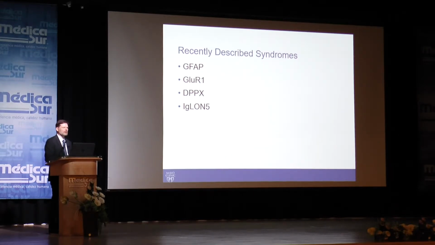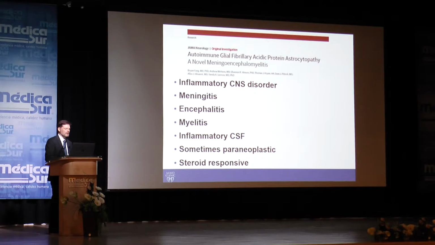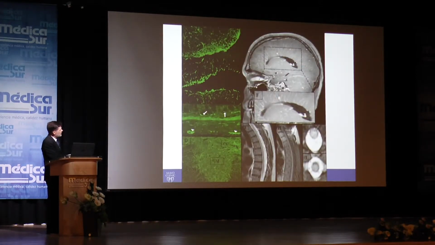I wanted to just share some interesting, these are rare, but interesting phenomena that have been described recently in association with antibodies. So this is one where there's antibodies against GFAP. I mentioned this earlier as an astrocyte, one of the integral astrocyte proteins. And this syndrome is inflammatory and presents with meningoencephalitis, with or without myelitis, and is very, very steroid responsive. And what's remarkable about it is one of its signature findings on imaging is this very dramatically abnormal MRI.